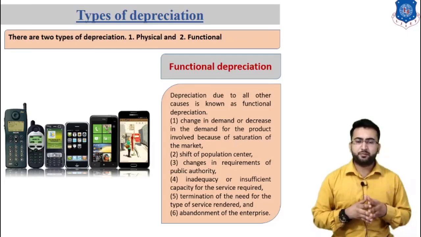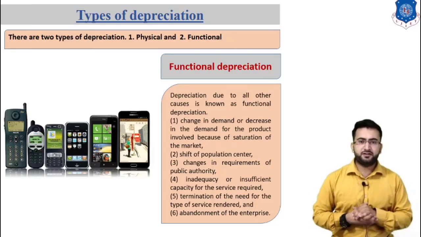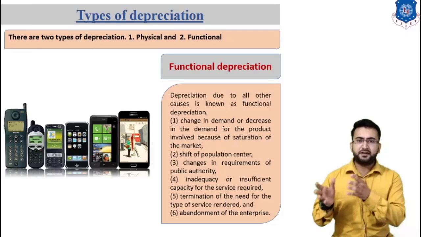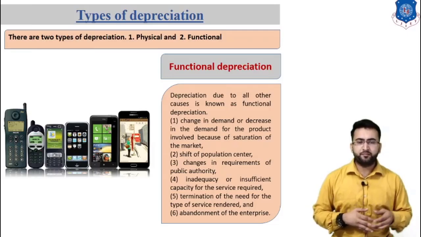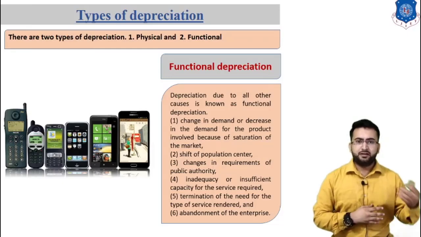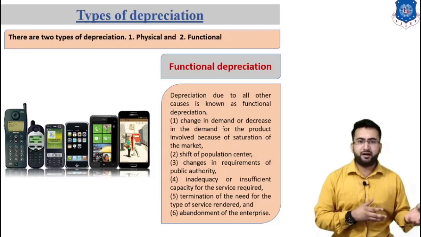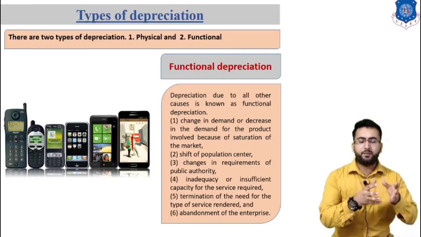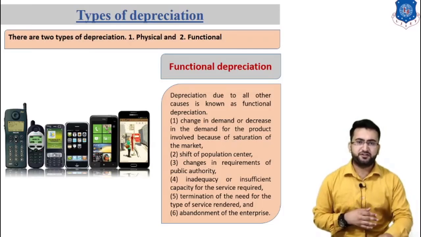There are mainly two types of depreciation: physical depreciation and functional depreciation. Physical depreciation, which means a decrease in price due to the change in physical characteristics of any product, is known as physical depreciation. Functional depreciation is due to the advancement of technology, a decrease or change in demand for the product, or a change in the requirements of public authority.